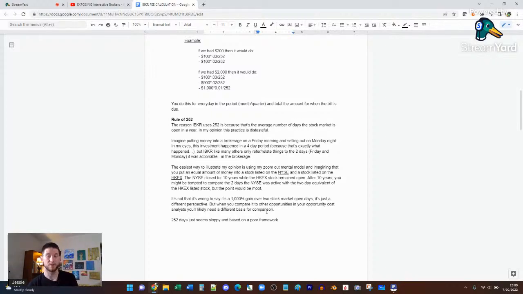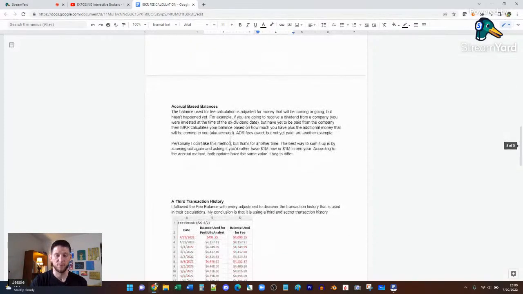That's not a fair equivalent. The first thing that we should do in our mind is find a fair equivalent, which might be like an annualized rate, and then compare to see which opportunity did better for you. So it's not that, again, 252 days is wrong. I just think it's sloppy and based on poor framework. So just really interesting that they use 252 here, and I've seen it done countless other times. If I could put a nail in that coffin, I would, but we'll move on.